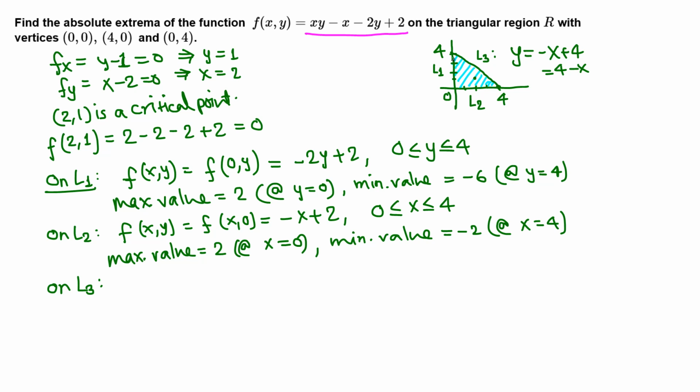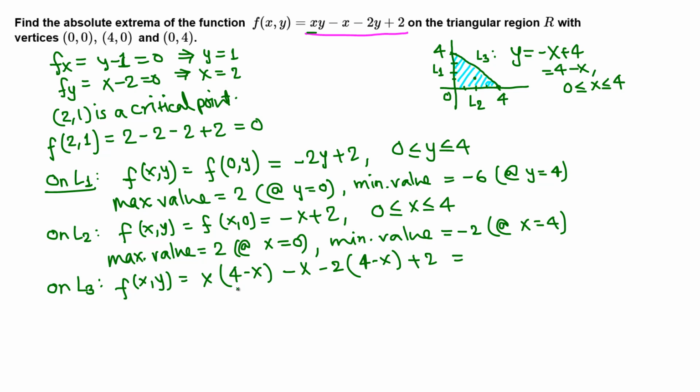So y is negative x plus 4, or 4 minus x, same thing. So the equation of this line is 4 minus x, and x runs from 0 through 4, by the way. On this line, our function f of x, y becomes this given function. Replace y by 4 minus x. So x times (4 minus x), minus 2y, where y is 4 minus x, plus 2.